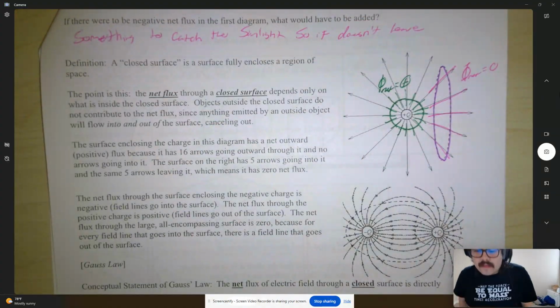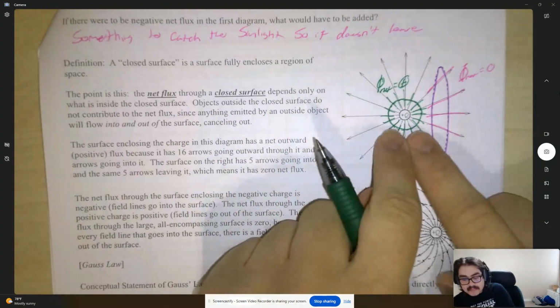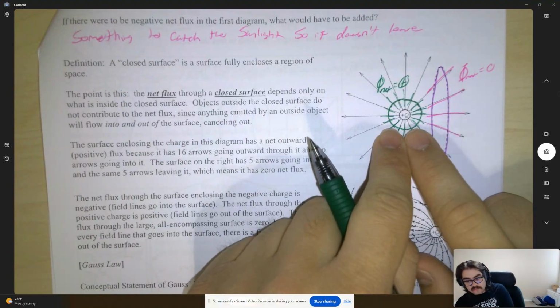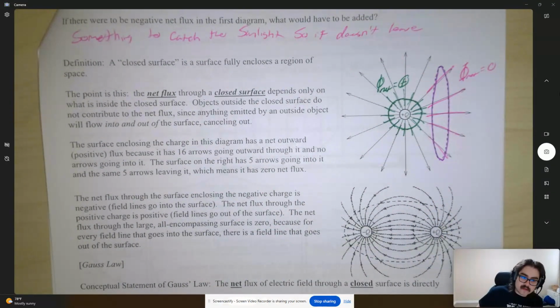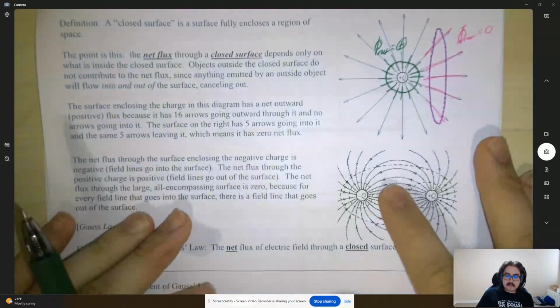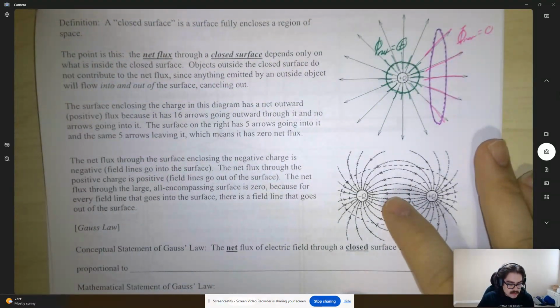But remember, that's because the charge is inside the surface. If the charge was outside the surface, it would have a net flux of 0. Do you see in this example down here?